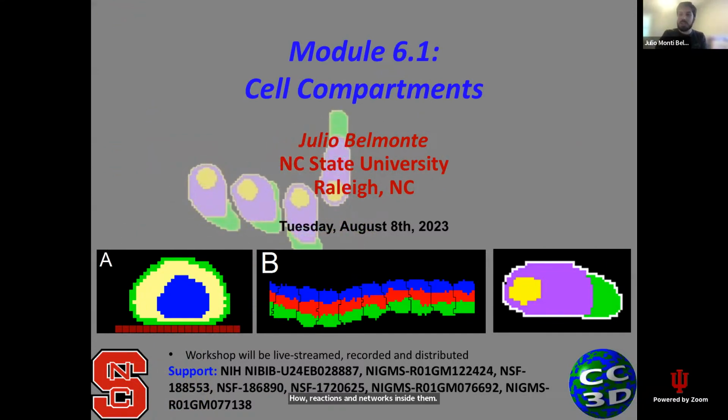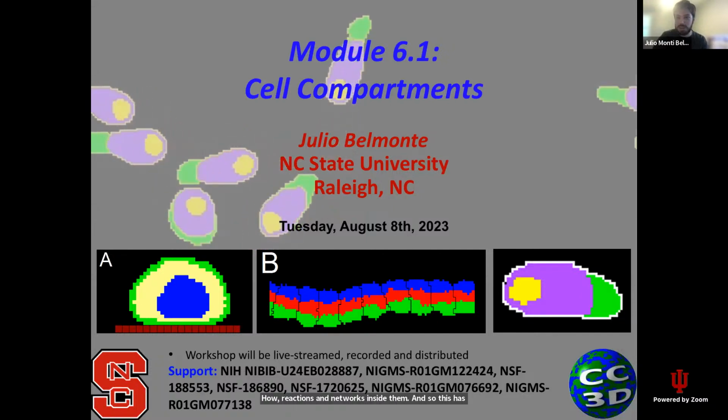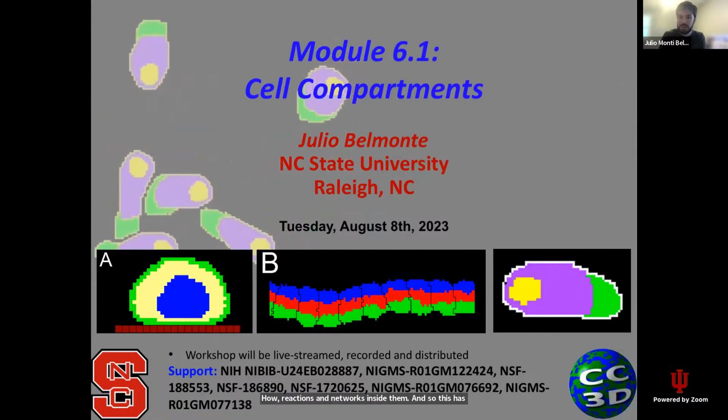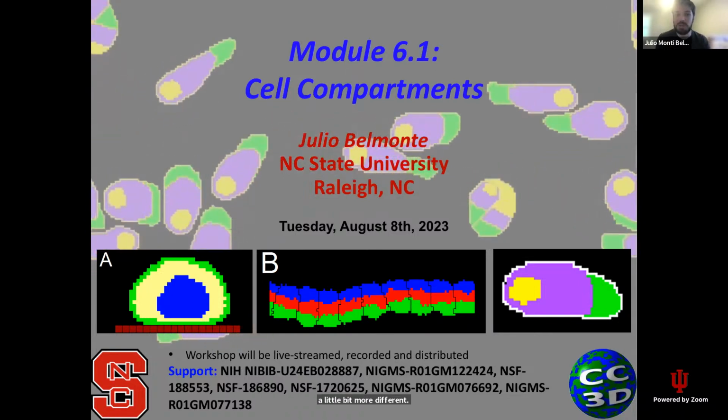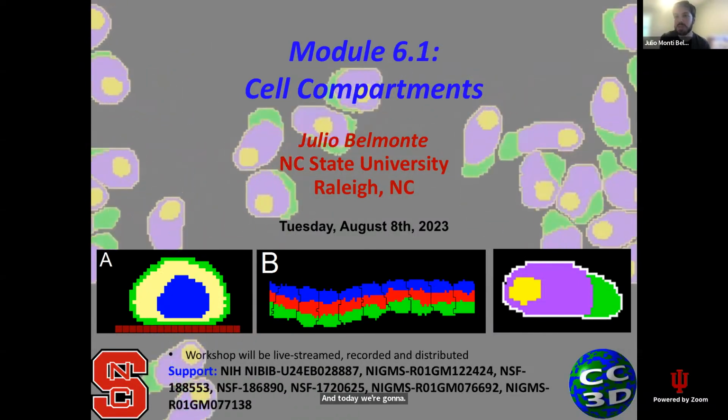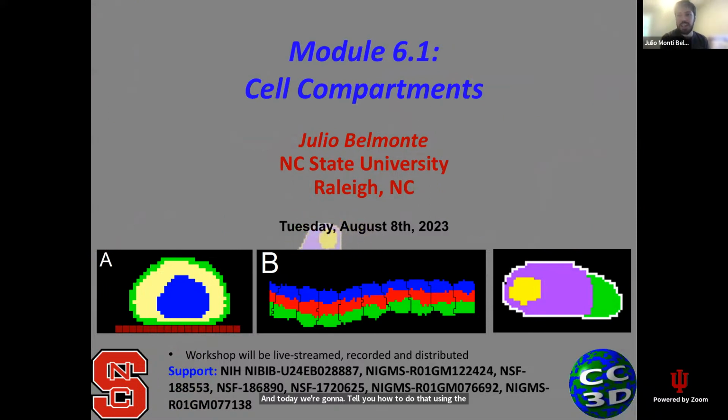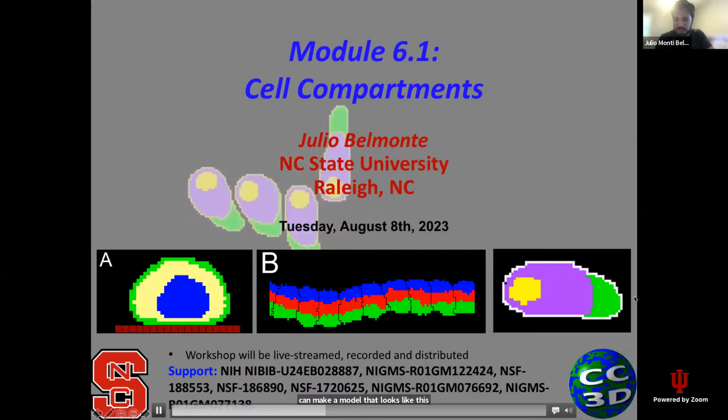And so the cells can do many things, but sometimes you want our cells to be a little bit different, to have a structure inside them. Today we're going to tell you how to do that using the concept of cell compartments and clusters, and how you can make a model that looks like this.